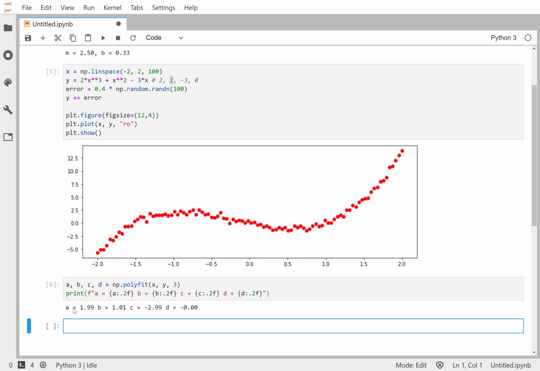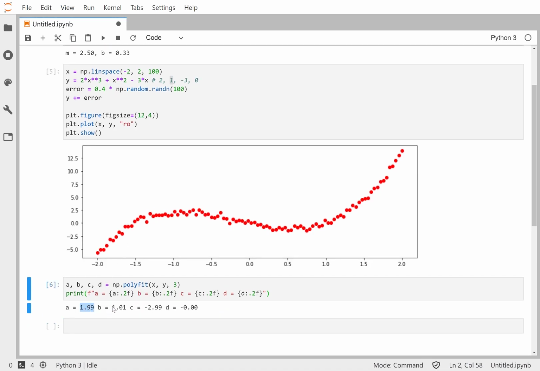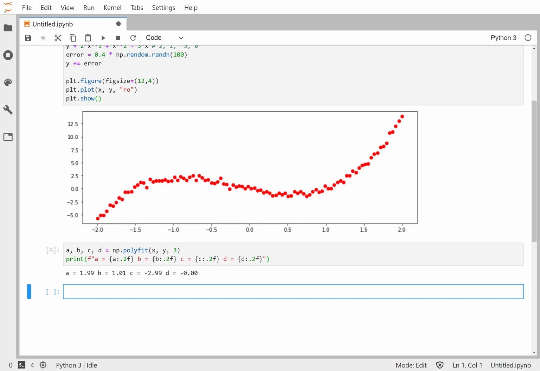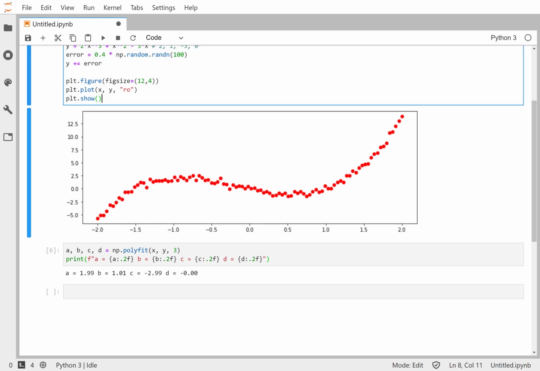So A was supposed to be 2, and it's really close to 2. B was supposed to be 1, C was supposed to be -3, and D was supposed to be 0. So that's looking pretty good. So let's try drawing our best fit on top of our original graph.